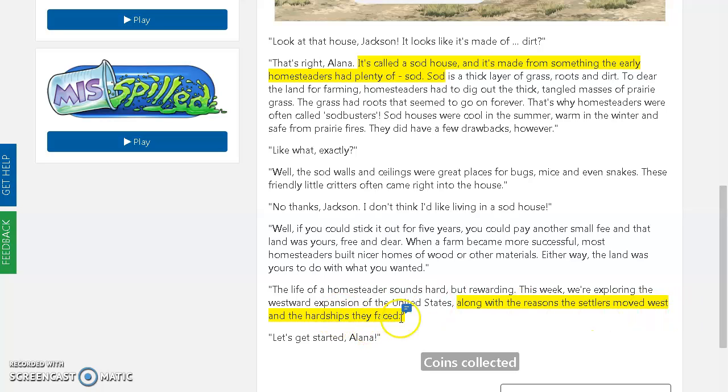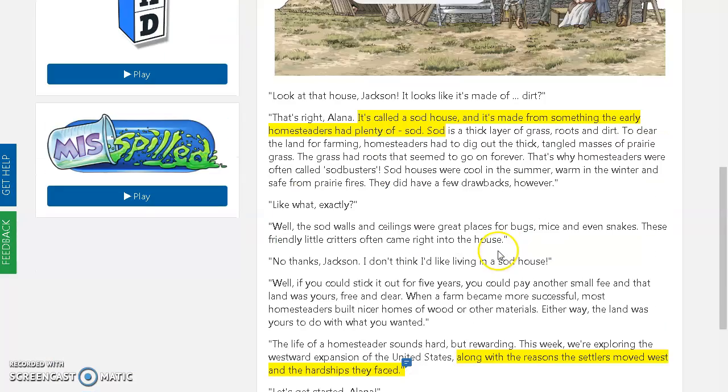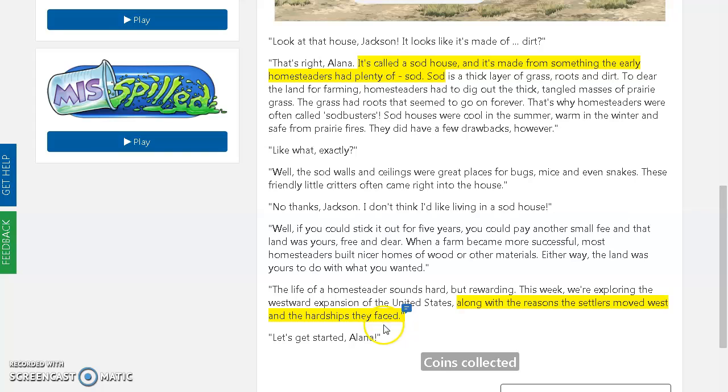the hardships they faced. So under the Homestead Act, the reason they moved out west, right here, this is all talking about the Homestead Act. In this article, they moved out west because of the Homestead Act. So that's what you need to know. It says which event on the timeline encouraged settlers to move out west, and that would be the Homestead Act.